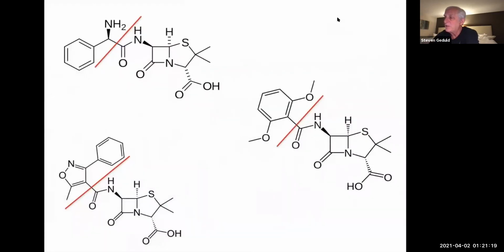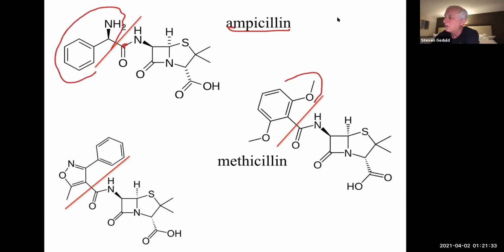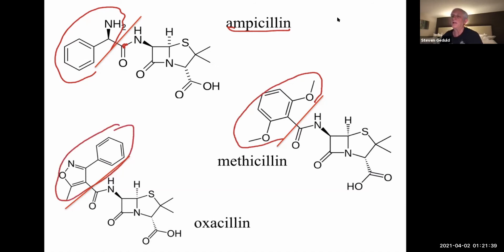Okay, and these are the different R groups that we've been replacing. You can see this is ampicillin, and now this is where the bond was cleaved. This is your carbonyl carbon and your nitrogen, and this is the R group right here that we added. For methicillin, this is the R group that we added. And for oxacillin, this is the R group that we've added.